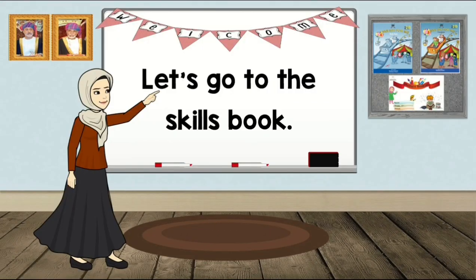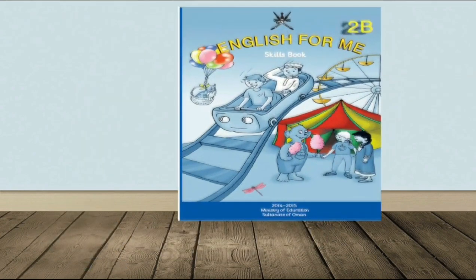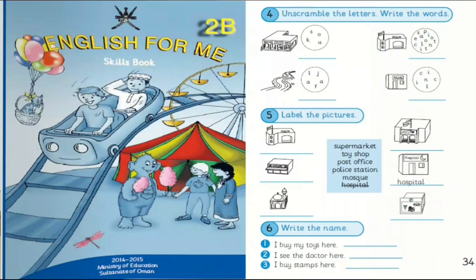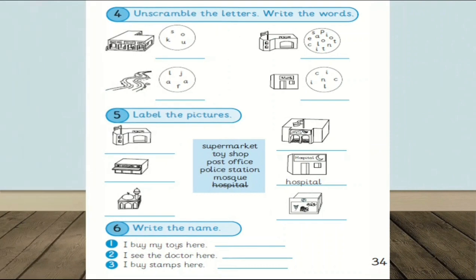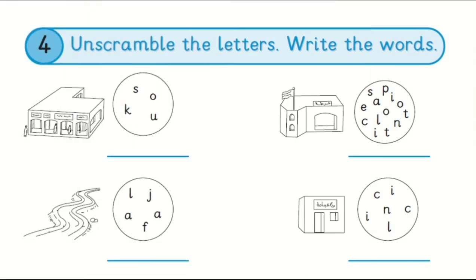Now let's go to our skills book. Please open page 34. Now here we have three activities to do. The first one, unscramble the letters and write the words. Okay, now look at the first picture. Here we have some letters. S-O-K-U. What is it? Souk. Excellent.